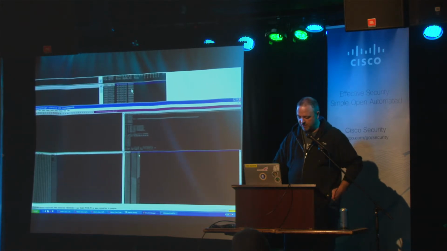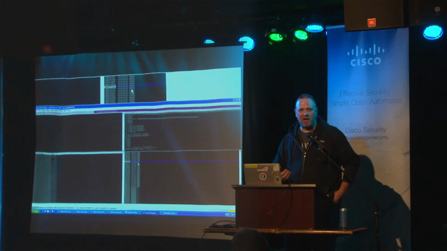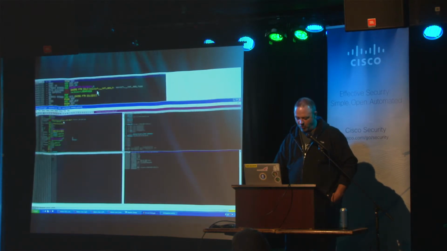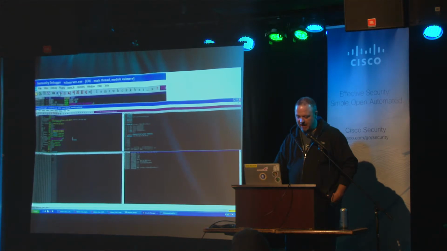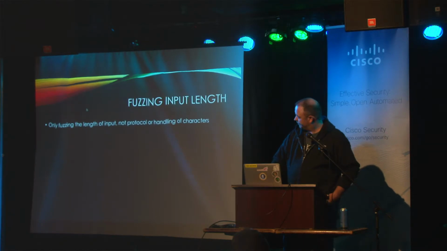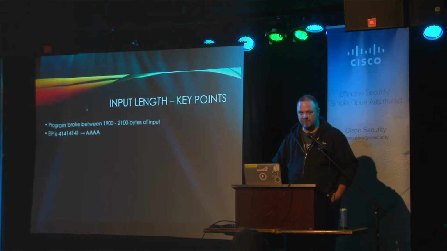If we look down here in the stack, we can see that it looks like we're somewhere towards the end of our input. We don't know how far. We don't have any more information at this point. All we know is that we pushed a bunch of data in the stack and we overwrote the return address and the program crashed. So to be able to figure out what to do next, we need to figure out how many bytes it takes to overwrite the return address. So, key points. The program broke somewhere between 1900 and 2100 bytes, and we know we overwrote the return address with those A's.